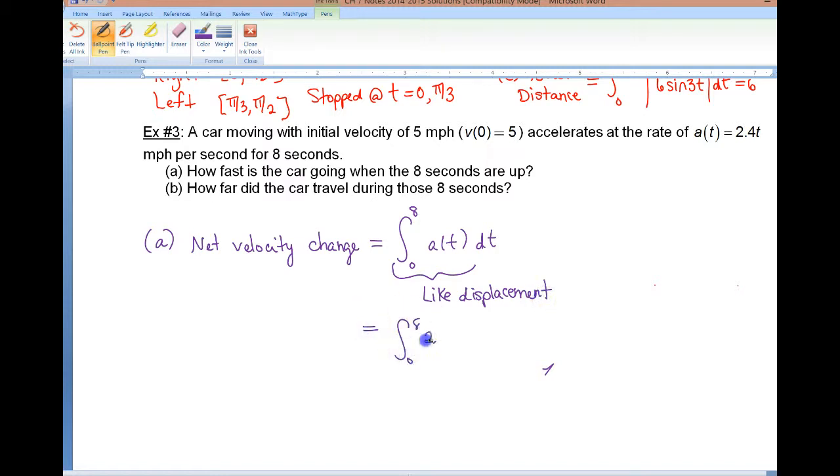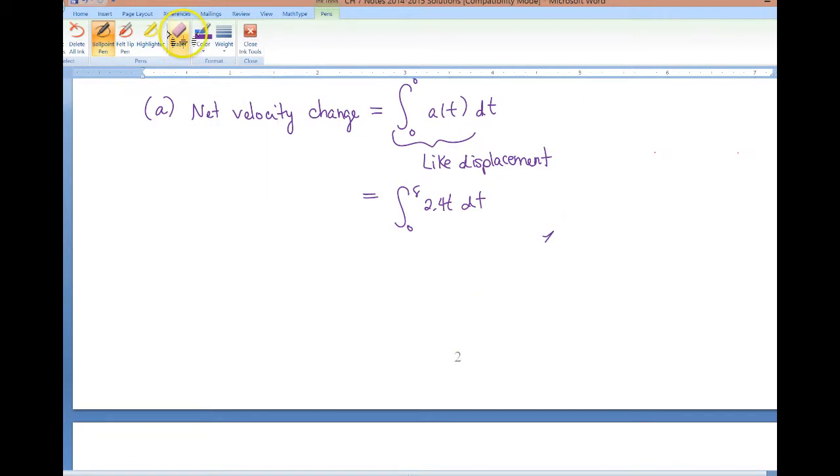So the integral from 0 to 8 of 2.4t dt. What do we get for that? 2.4 t squared over 2. So that ends up being 1.2 t squared evaluated from 0 to 8. And so what do we have? Anybody have a calculator? 76.8. And this will be miles per hour.